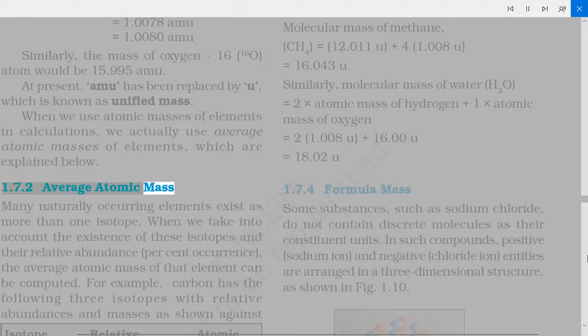Many naturally occurring elements exist as more than one isotope. When we take into account the existence of these isotopes and their relative abundance, percent occurrence, the average atomic mass of that element can be computed. For example, carbon has the following three isotopes with relative abundances and masses as shown against each of them.